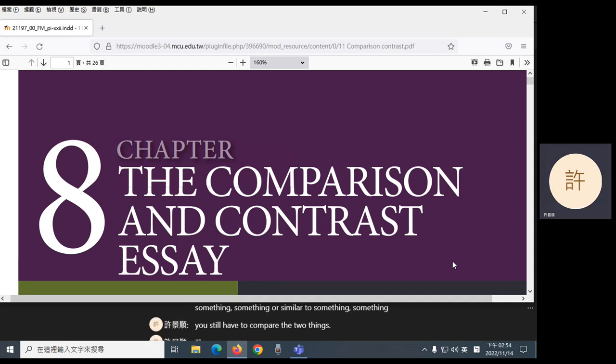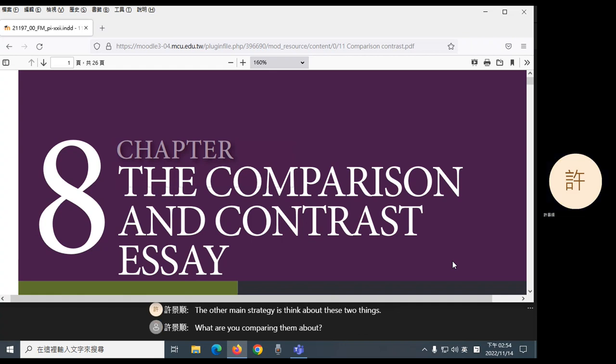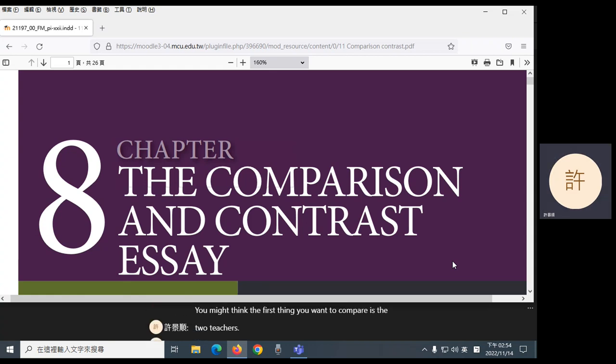The other main strategy is think about these two things. What are you comparing them about? What specific points of comparison are you using? For example, if you want to compare two classes, you might think the first thing you want to compare is the two teachers. Like, how are they similar? How are they different? The second thing you might want to compare is what kind of textbook are you using? The third thing might be, what is the classroom atmosphere like? What does it feel like to take these classes?